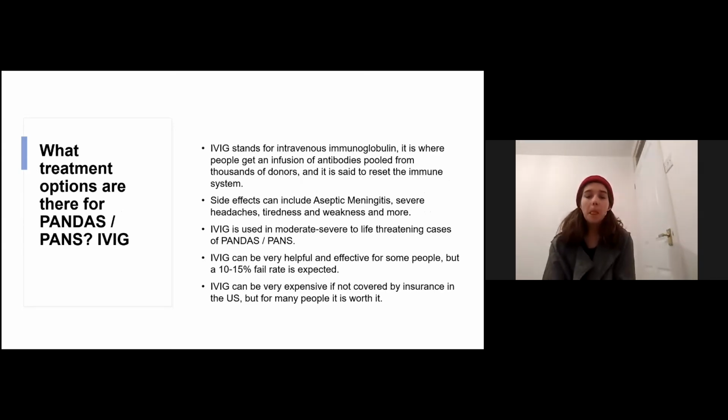IVIG is intravenous immunoglobulin, and it's where people get an infusion of antibodies which are pulled from thousands of donors. There are side effects, but of course that's the same as any sort of treatment, and it's used in moderate to severe to life-threatening cases of PANDAS PANS. It's very helpful and effective for most people, but there is a 10 to 15% fail rate. It can be very expensive if not covered by insurance in the United States, but for many people it's worth it.